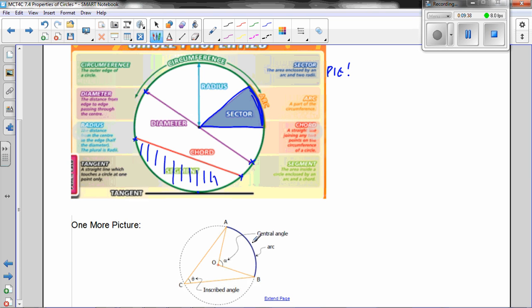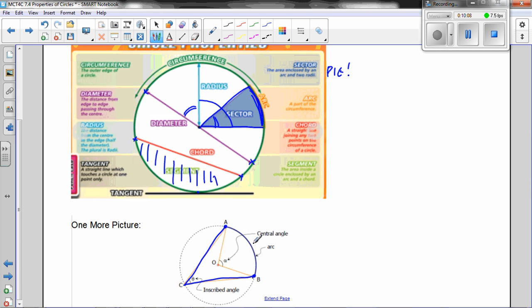One more picture with a couple more definitions. We can see that we're familiar with this. An arc is just a part of the circumference. A central angle is an angle at the center of the circle. So notice that this would be a central angle. This would have been a central angle. In fact, there's a whole bunch of central angles there. Any angle that's at the center of a circle. An inscribed angle is an angle that has the 3 points all on the circumference of the circle.